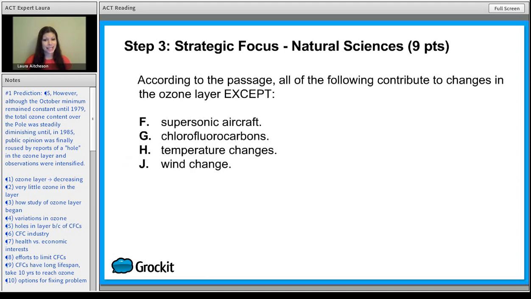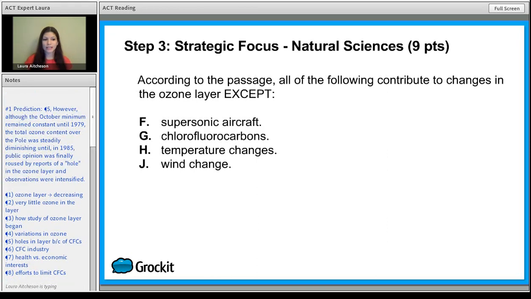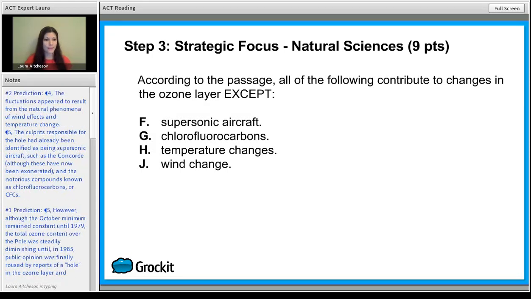This one's an interesting one. You can't really predict in the way that you would predict other ones because it's an except question. It's very helpful to actually circle the word except. I know it's in really big letters, but it's very easy to forget that that's what the question's asking. So if you look back at paragraphs 4 and 5, you have, for paragraph 4, the fluctuations appeared to result from the natural phenomena of wind effects and temperature change.